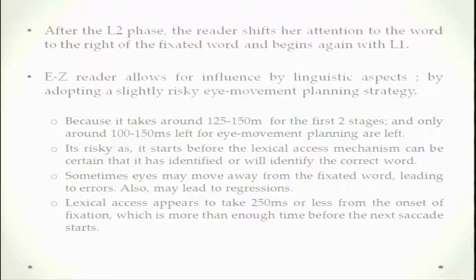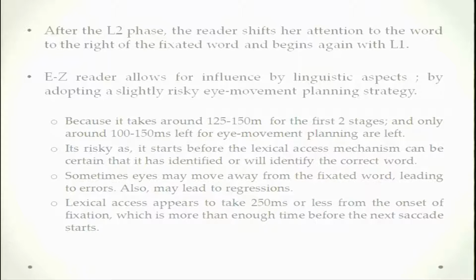Once you have completed the L2 phase, the reader quickly shifts their attention to the word on the right of the fixated word. Remember, I am talking about English, which is read from left to right, or even Hindi, which is again read from left to right. And as soon as you have moved on to the next word, again the visual uptake phase and the L1 phase start, and this is what goes on iteratively while you are reading the particular text.